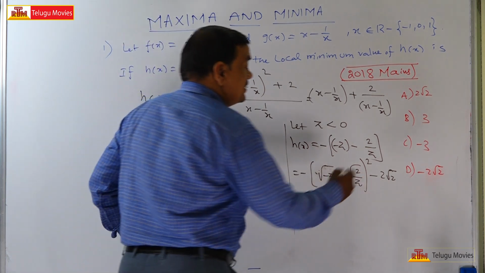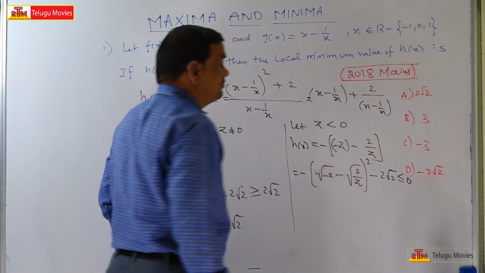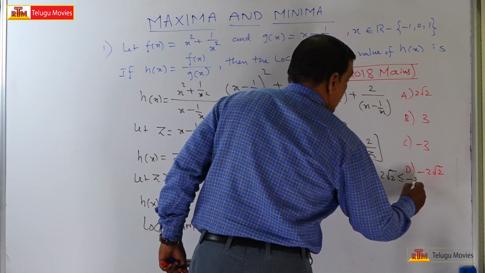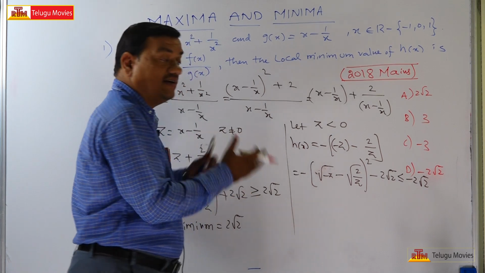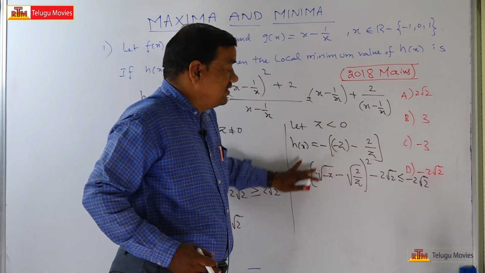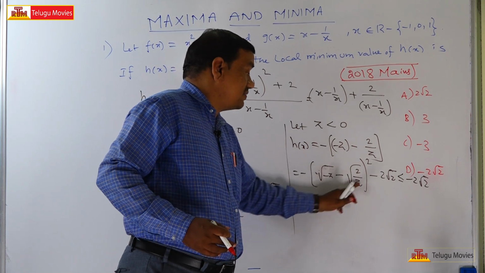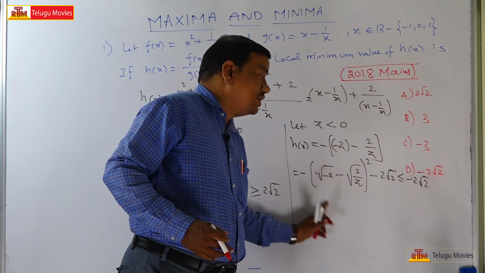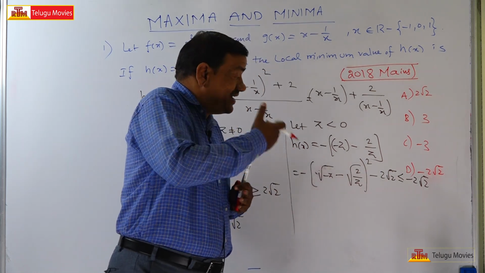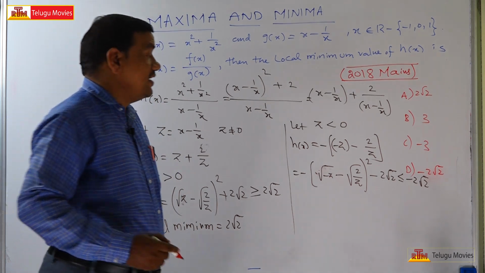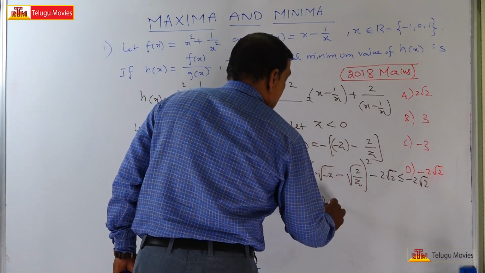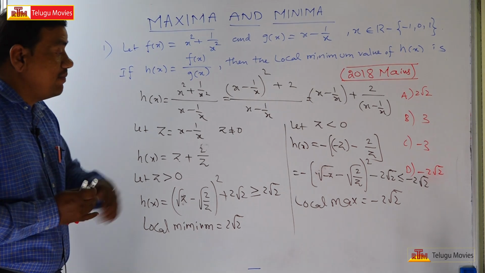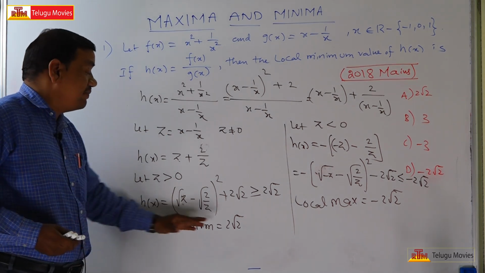So, this value is less than or equal to minus 2 root 2, whatever may be the value. Why? Because this is something 0 and this will be something negative value. We are still subtracting from minus 2 root 2. Therefore, this value should be less than or equal to minus 2 root 2. Okay. Therefore, the local maxima value is equal to minus 2 root 2. So, the local maxima is minus 2 root 2 and local minimum is equal to 2 root 2.